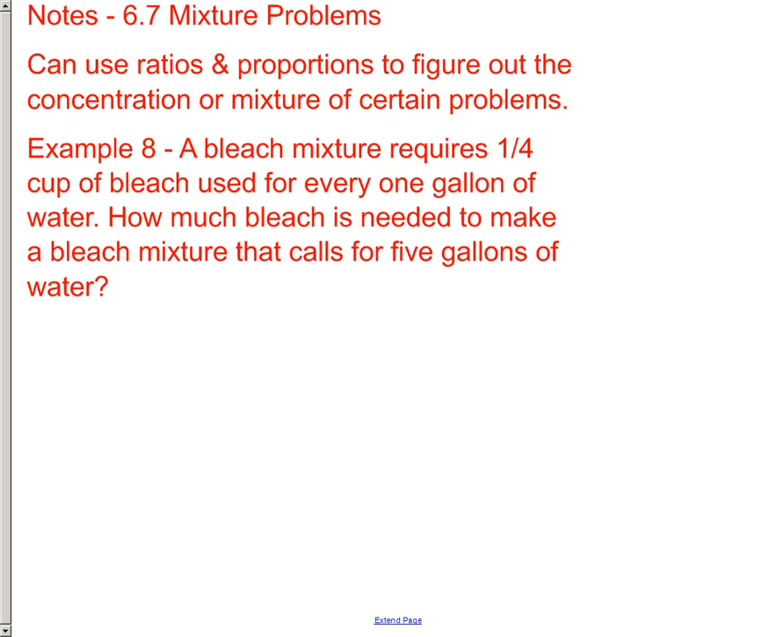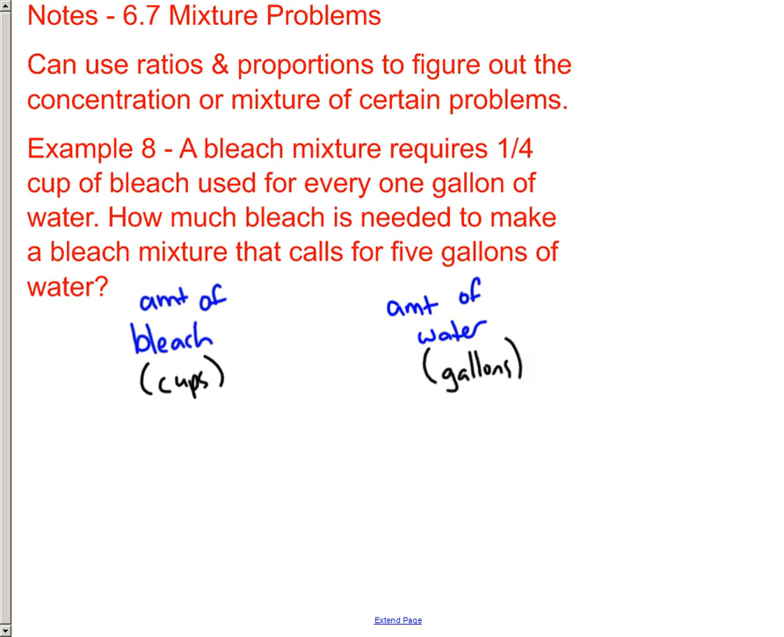Now, in lesson 6.6, we learned that when we set up a proportion for a word problem, we need to label each side. So let's have a side for the amount of bleach, and the amount of water. And let's be a little bit fancier too. The bleach is going to be in cups, and the water will be in gallons, because it's 1/4 cup of bleach to every gallon of water.